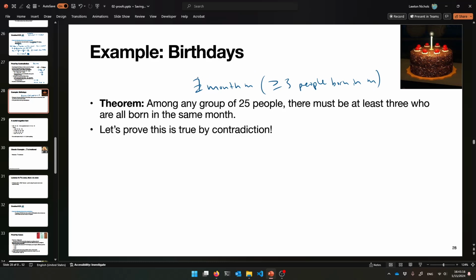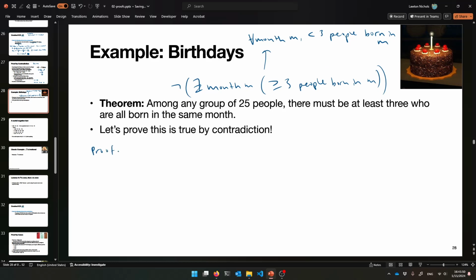And so we're going to assume the negation of all of this. Assume that this is not true. What does that mean? Assume that for every month M, because this turns into a for all, there must be the negation of this. This must not be true. There must be less than 3 people born in M. That's what we're going to assume. That's the negation of the theorem. You see that?